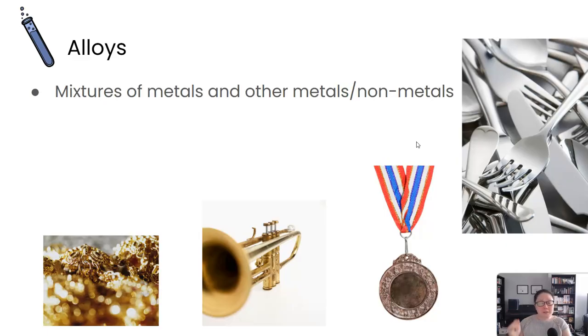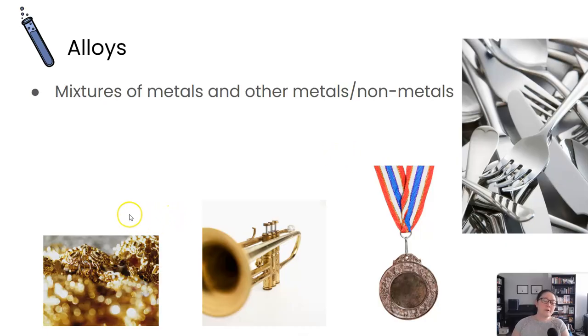Some very common examples of alloys that you see in real life are in things like stainless steel. That's an alloy between iron and carbon, and usually a few other things as well. You also have things like bronze, which is primarily copper and tin, though it can also have a few other things, and brass, which is copper and zinc, with a possibility of a few other things.